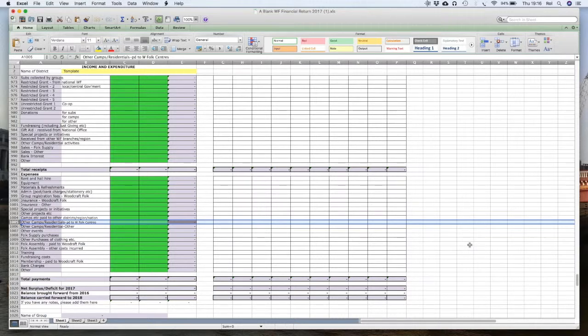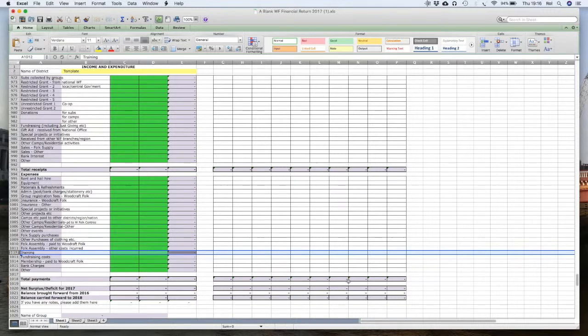Okay. And the training one, is that where you're paying for external training? Yes, it would normally be. If you were paying for training from Woodcraft Folk, which might possibly happen, then we'd need to know that, I suppose. But normally it would be external training, yes. Yeah. Okay. Thank you.